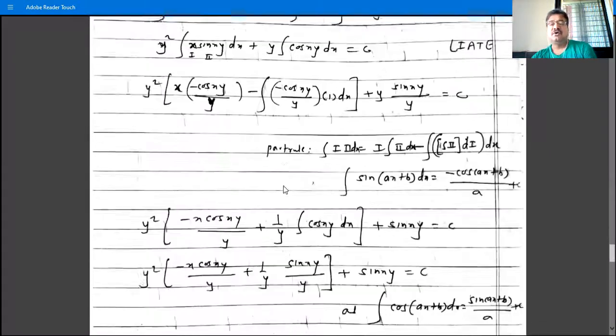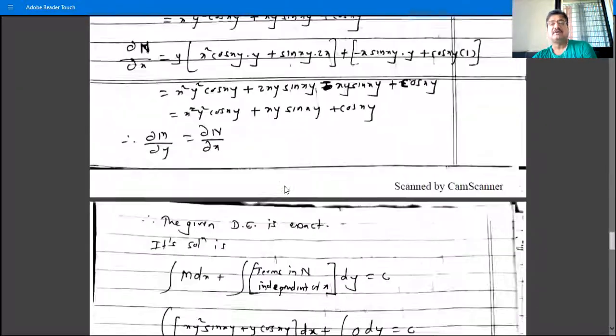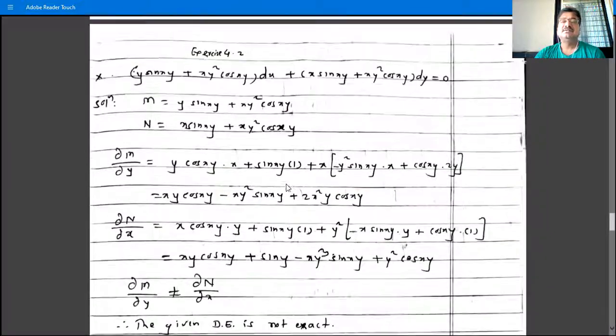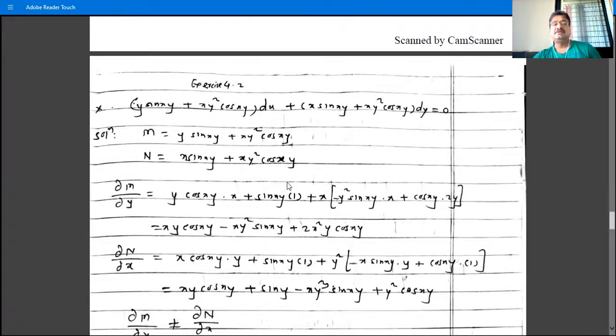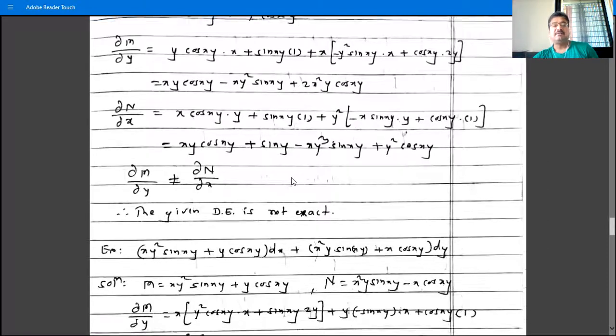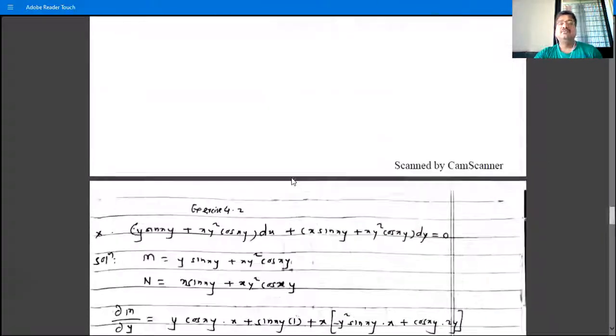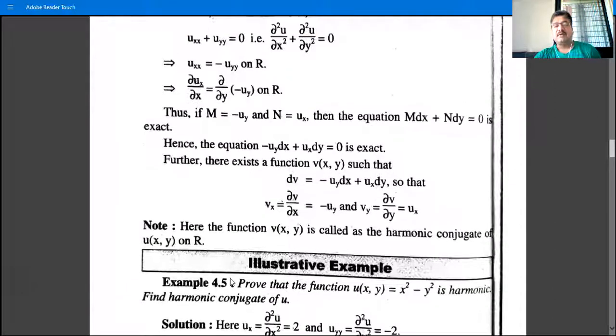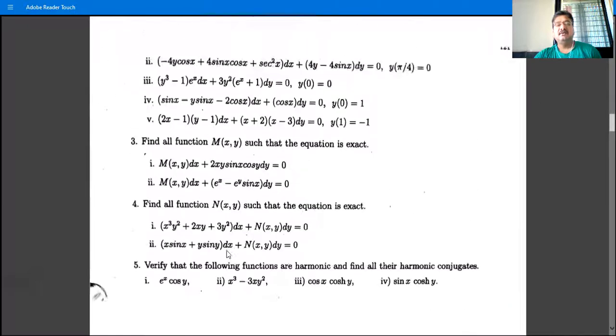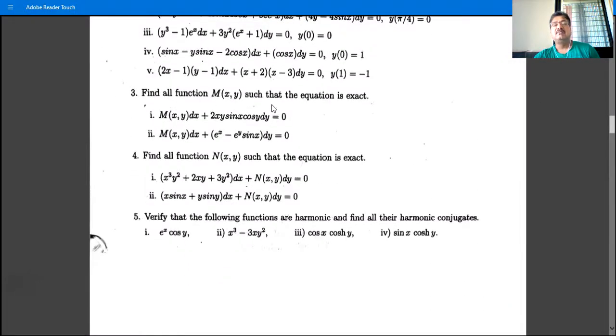So first solve all the problems of exact differential equation, and then we will start the next topic, differential equation reducible to exact differential equation, or integrating factor. In the next lecture we will see the definition of harmonic function, and we will solve these type of problems, that is, find M and N such that the given differential equation is exact. So these type 3 and 4 problems, and the harmonic function, we will see in the next lecture.